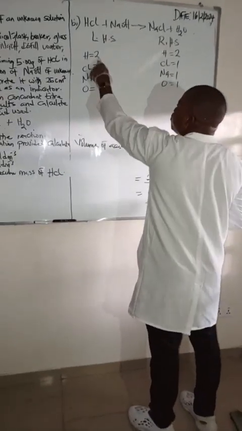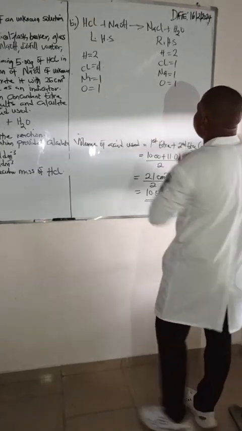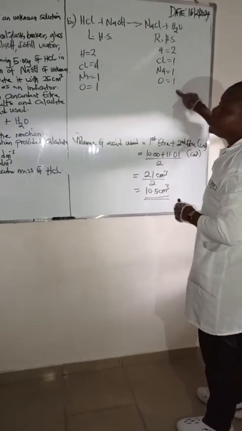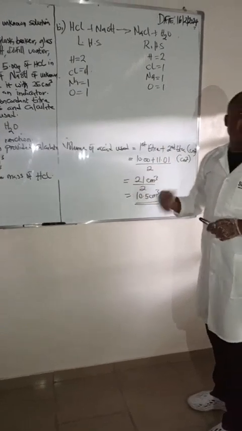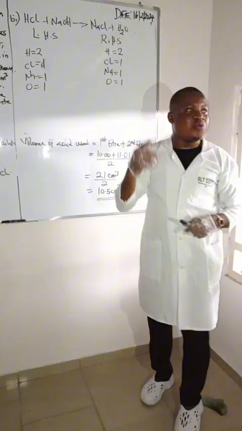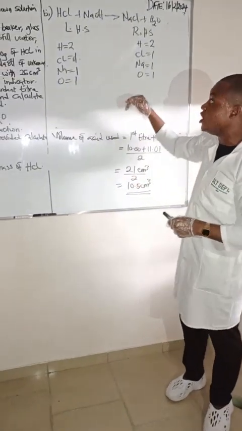On the left-hand side we have 2 1 1 1. On the right-hand side we have 2 1 1 1. So this equation is already balanced. They just want to test your IQ, or your knowledge about this. The equation is already balanced.